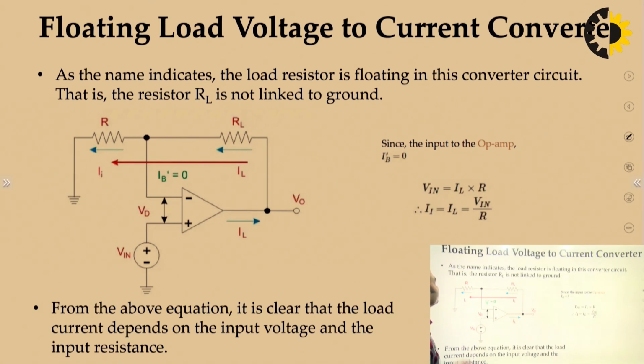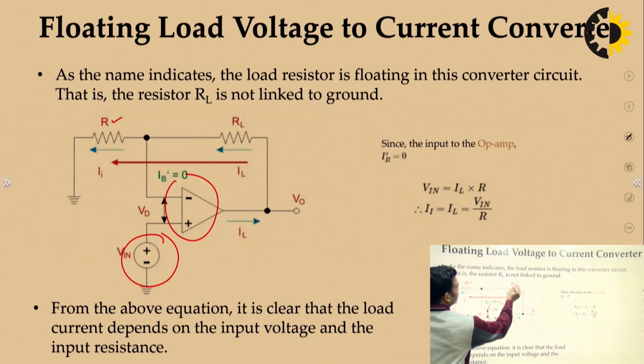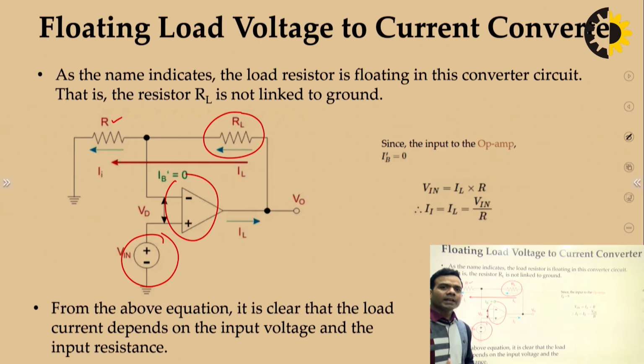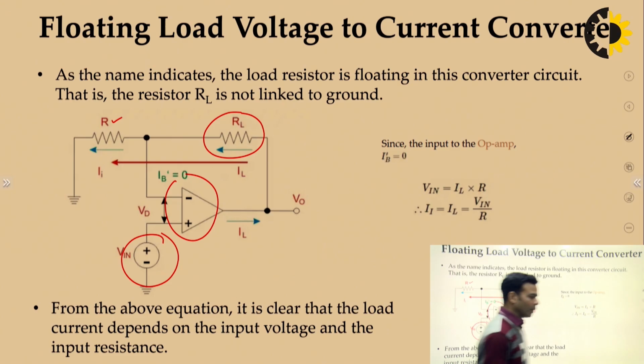Now let us start with one circuit, and its name is floating load voltage to current converter. Floating load, you can see here, this is the operational amplifier. This is the voltage source which is connected over here. This is one input resistor, and this is the load. This load is not connected to ground. That's why this circuit is known as voltage to current converter with floating load. Floating load means load is not connected anywhere to the ground.